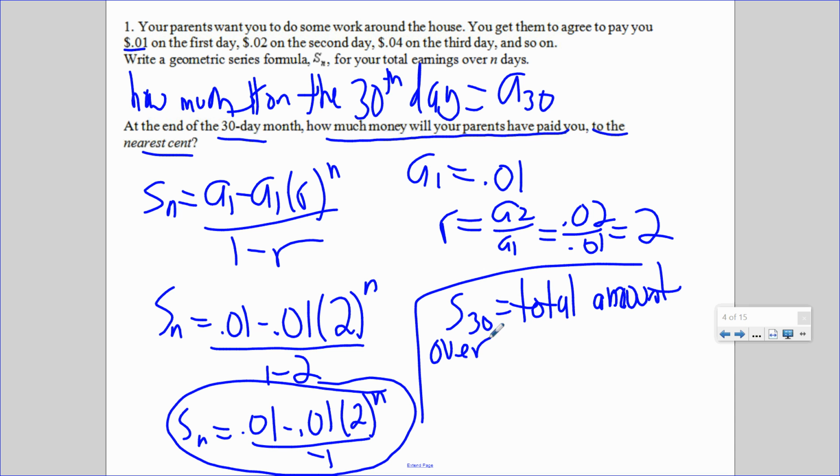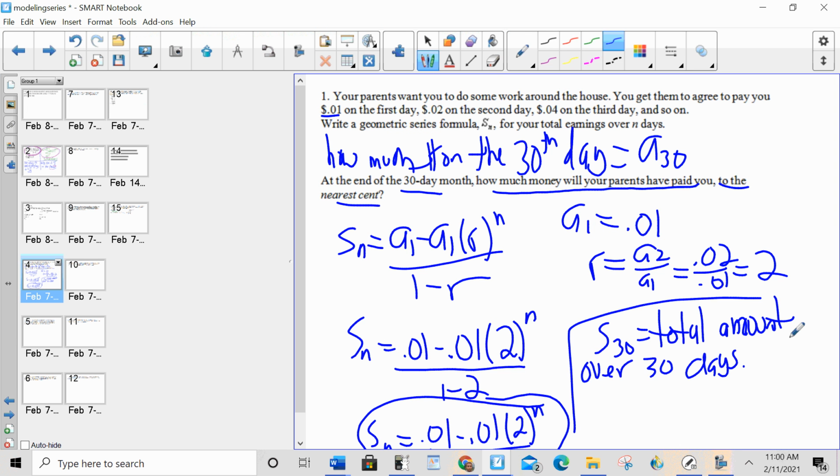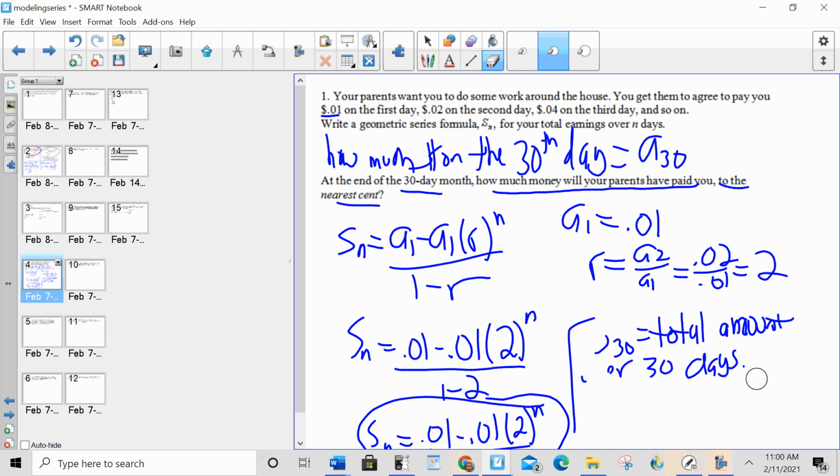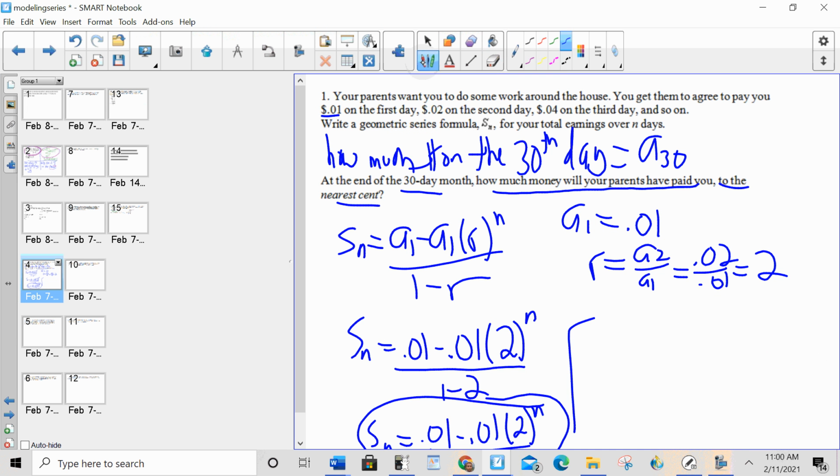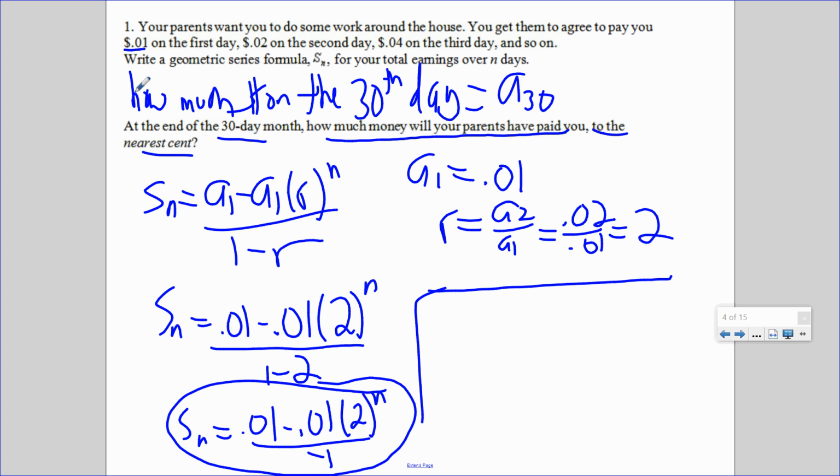over 30 days. It's the first day, plus the second day, plus the third day, plus the fourth day, all the way up to and including the 30th day. That's why we're using Sn, because it's not asking how much I made on the 30th day, it's asking how much total I got. So that's why you're doing series Sn instead of sequence An. If it said how much will they pay you on the 30th day, then it would be A30 and you'd use the sequence formula.